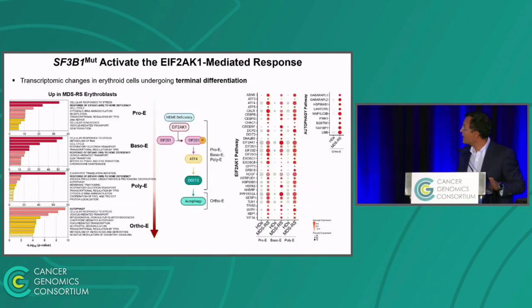And they identify this molecular pathway that we call EIF2AK1, a kinase that basically triggers autophagy of these erythroid cells in the context of low heme. Basically, if you don't have enough oxygen bound to hemoglobin.